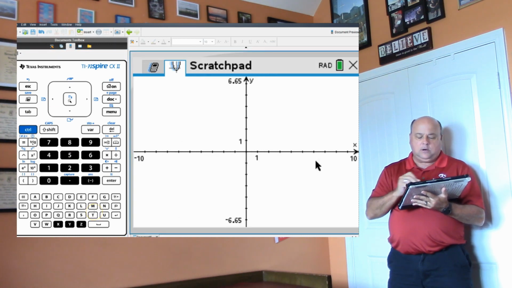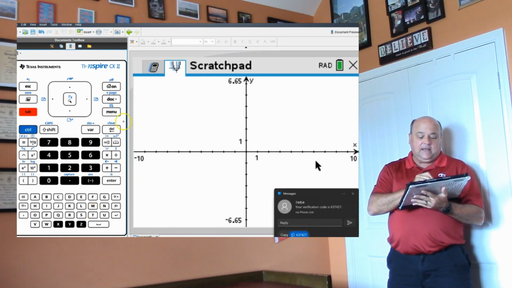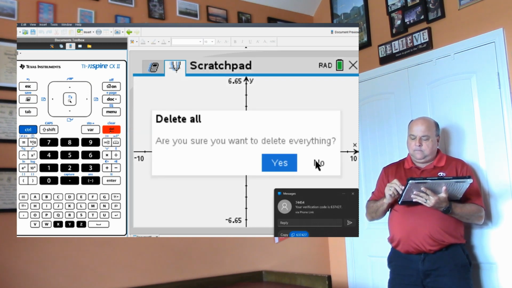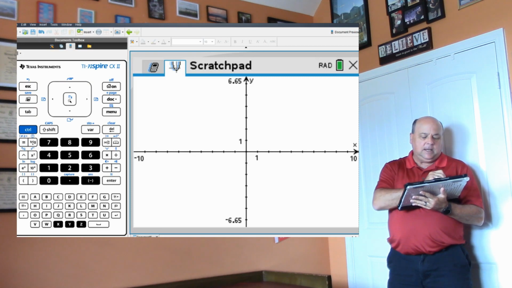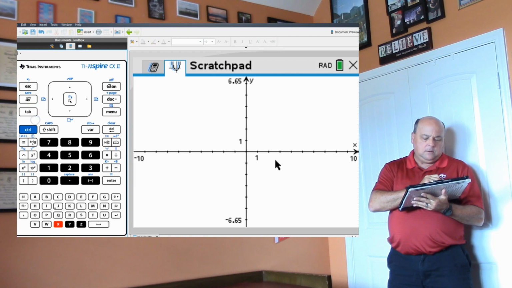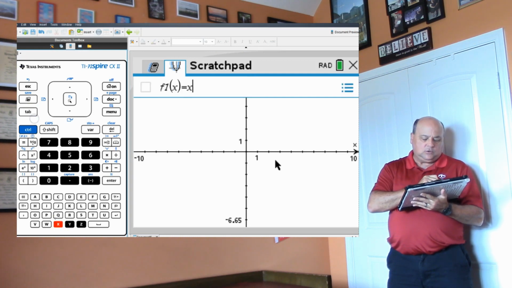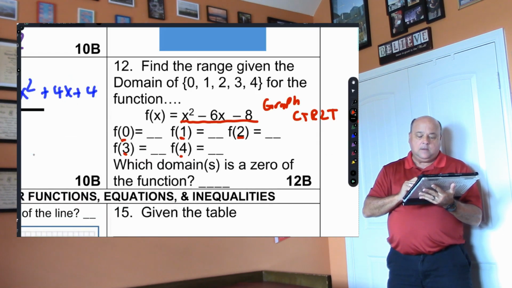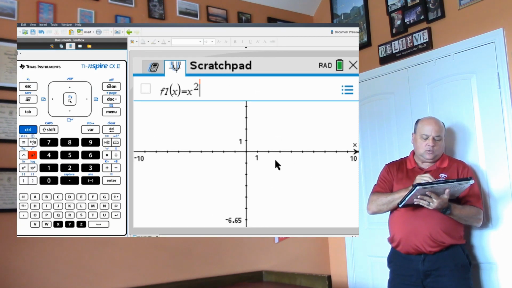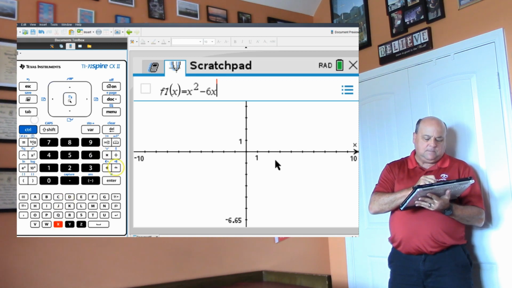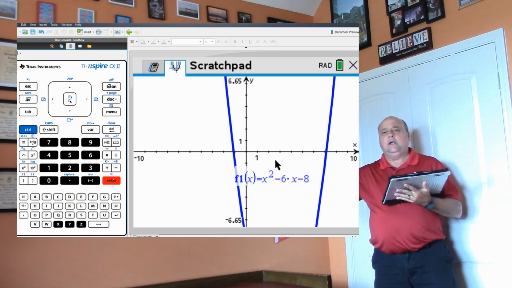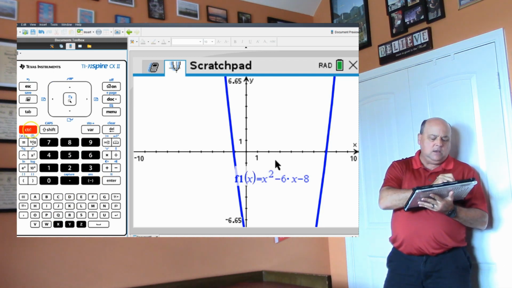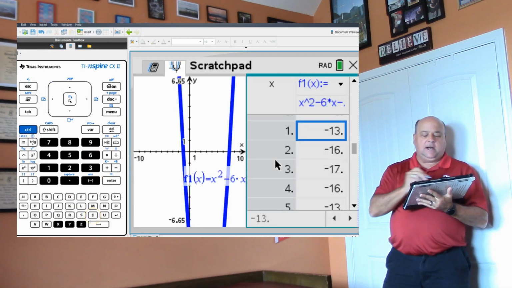I was videoing earlier. I'm going to hit Tab. I got F2x, so I need to get rid of that. So delete, delete, delete. Yes, I'm going to hit Tab, x squared, Tab, x squared, was it minus 6x minus 8? Minus 6x minus 8. X squared minus 6x minus 8. Hit enter. We get a curved parabola. We're going to hit Control T. And bam, that's our answers right here.